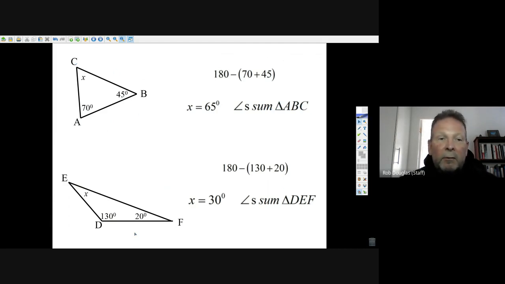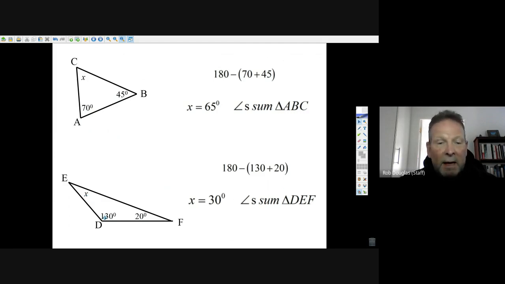Let's look at another triangle. This one's called an acute triangle because all the angles are less than 90 degrees. Let's look at this example. Here we've got angle D, 130 degrees. Angle F is 20 degrees. And we've got an unknown angle up here, X.